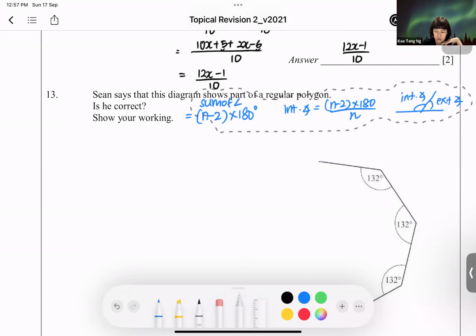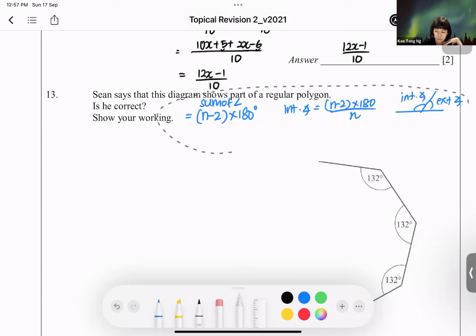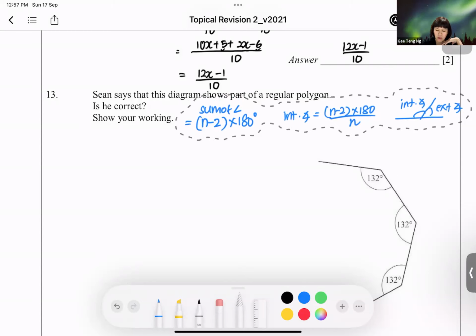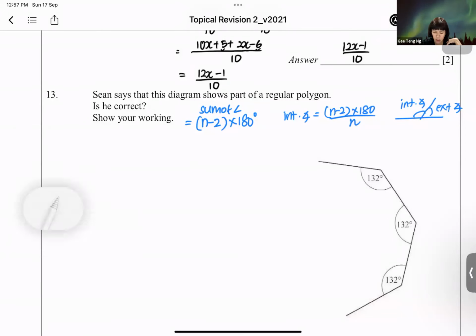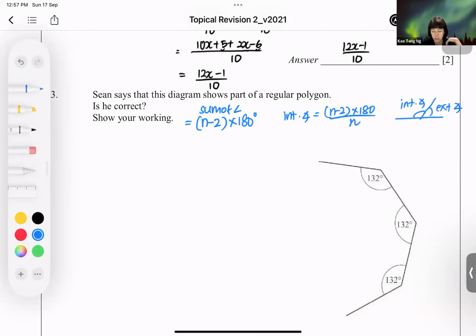Okay, let me just shift this down a little bit. Right, so now let's read the question. Sean says that this diagram shows a part of a regular polygon. How do we know whether it is a regular polygon or what is a regular polygon? If it's a regular polygon, then all the angles and all the sides must be the same. Okay, must be equal to each other. But I'm looking at this, I do not know how the diagram is going to look like, right? And I don't have the number of sides.